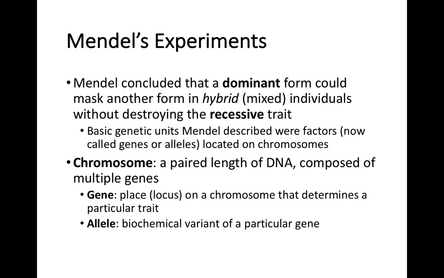Chromosomes are paired lengths of DNA that are comprised of multiple genes. A gene is a place on a chromosome that codes for or determines a particular trait. Alleles are biochemical variants of particular genes.